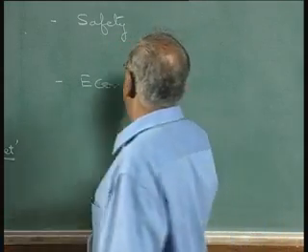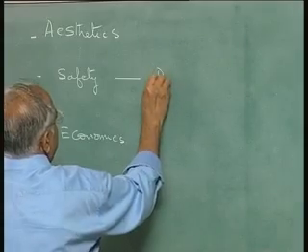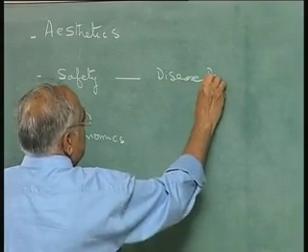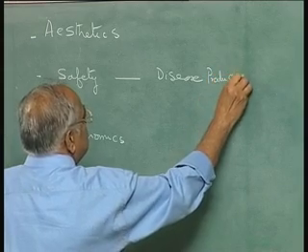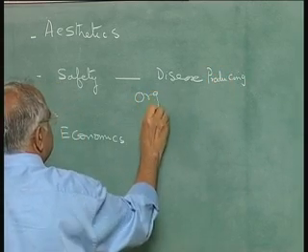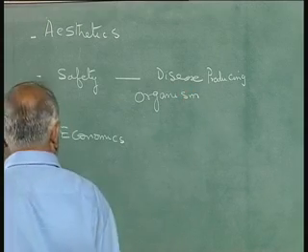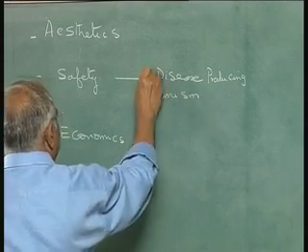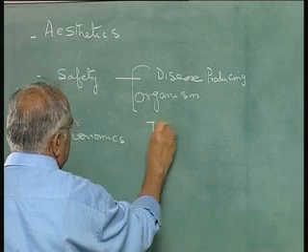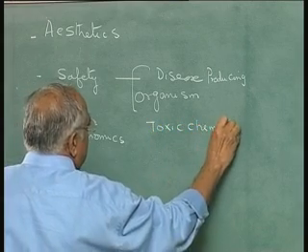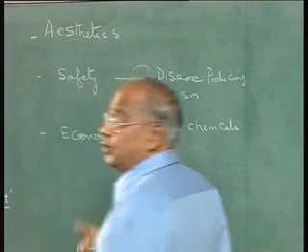Safety from the microorganisms, the disease producing organisms, I want to have safety from this. I also want to have safety from the toxic chemicals. So the safety is from two things.